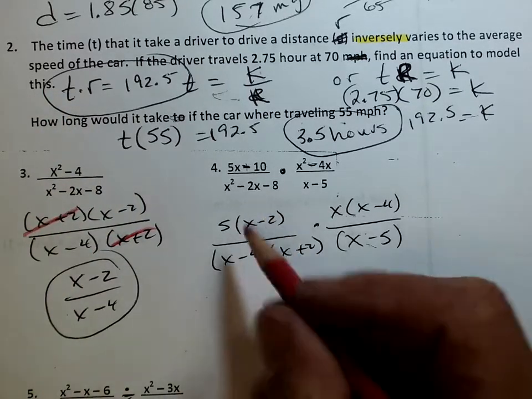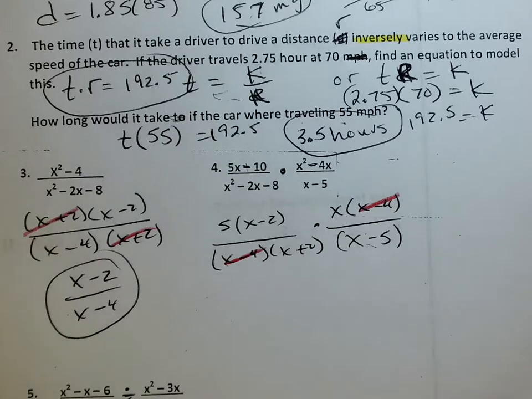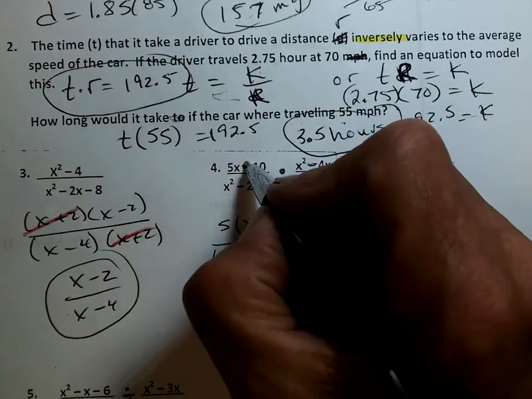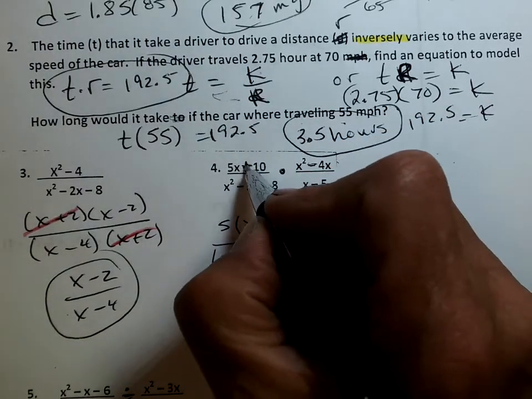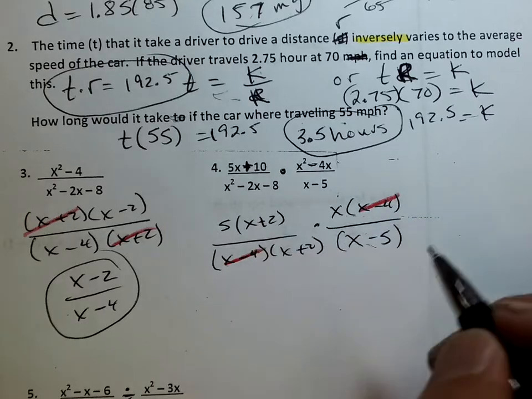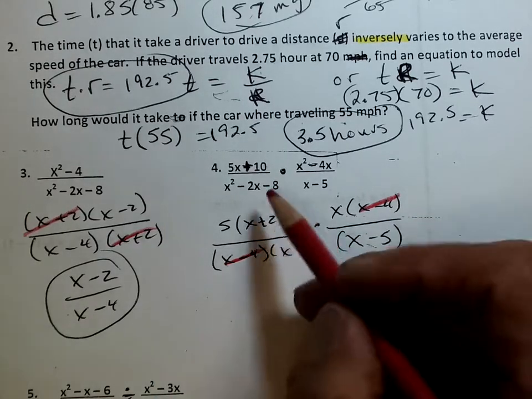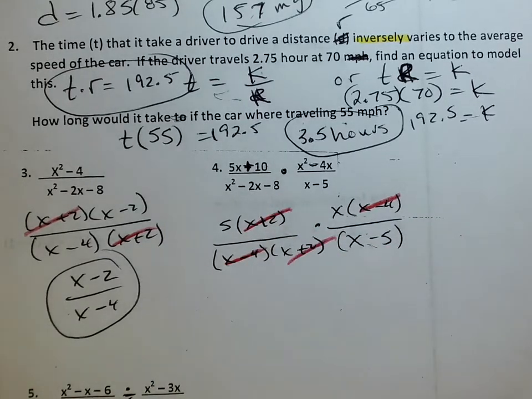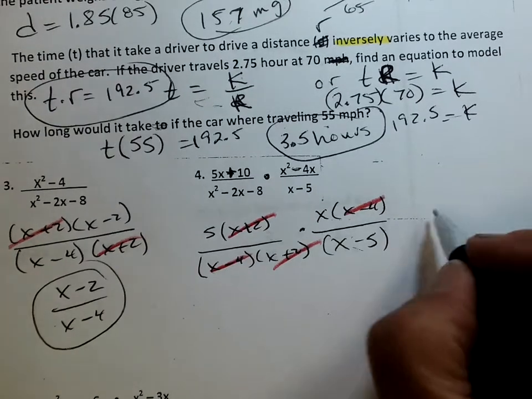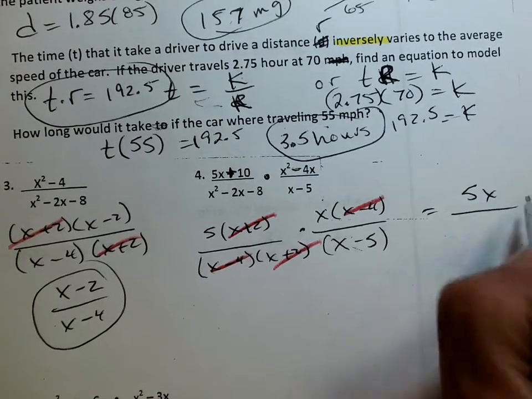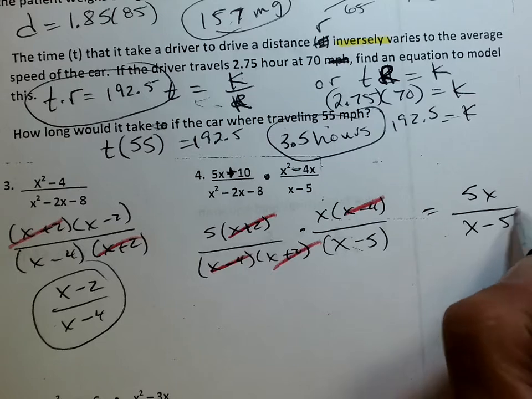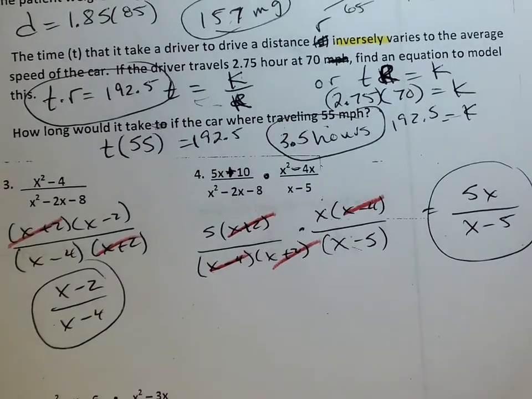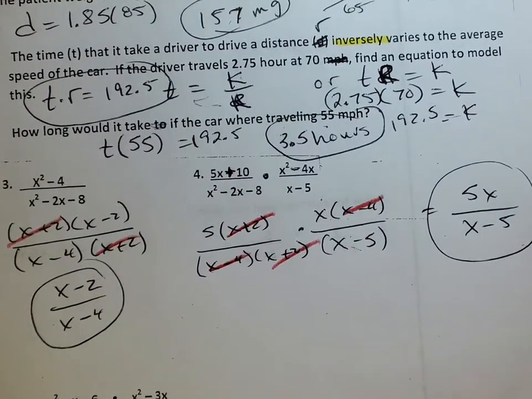Cancel an x minus 4 with an x minus 4. Oh, you know what? I bet that was supposed to be a plus now. I'm finding all sorts of mistakes. Obviously, I was in a hurry. x plus 2. So I can cancel this x plus 2 with that x plus 2. What's left over? How about a 5x over an x minus 5? Forgive the mistakes, you guys. I was in a hurry trying to get out of here.